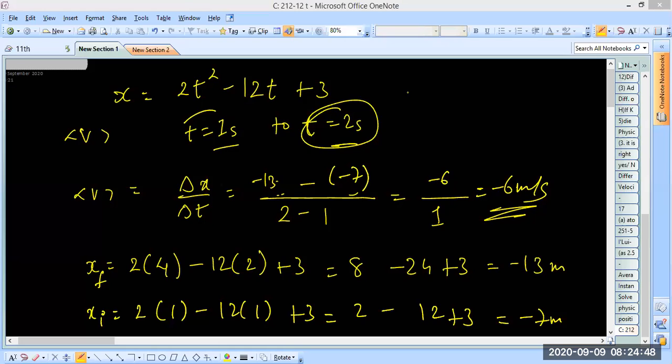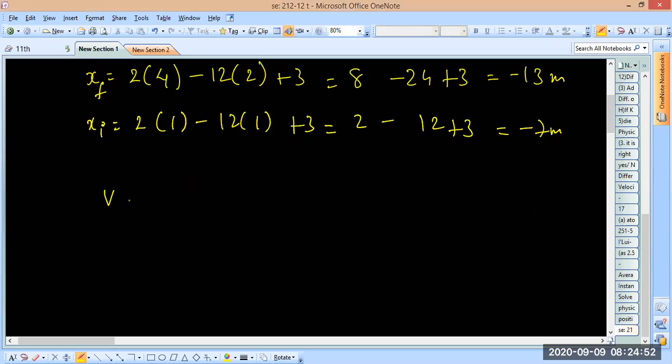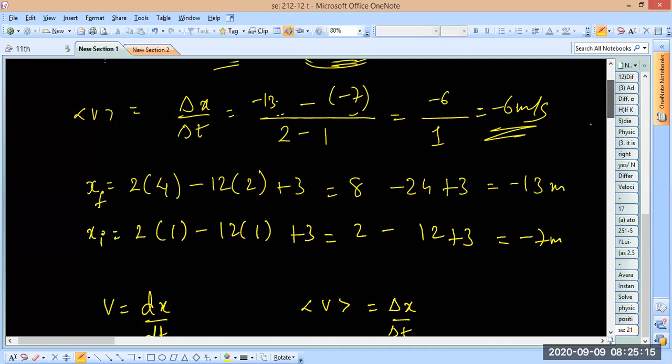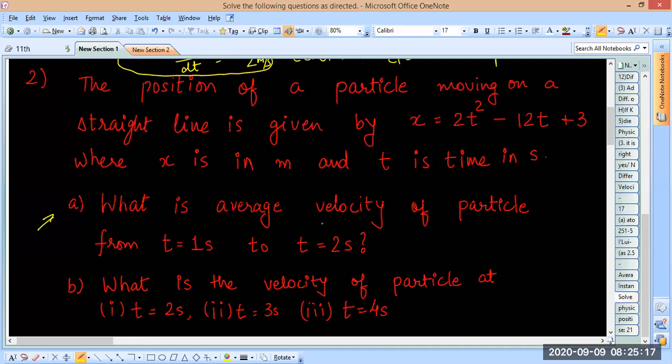Ayush, you have to use differentiation if you want to find velocity. This question was about average velocity. So in average velocity, it is delta x by delta t. In velocity, it is dx by dt, right? That's the formula. I hope it is clear now, right? Now let's go to the same question, part B.